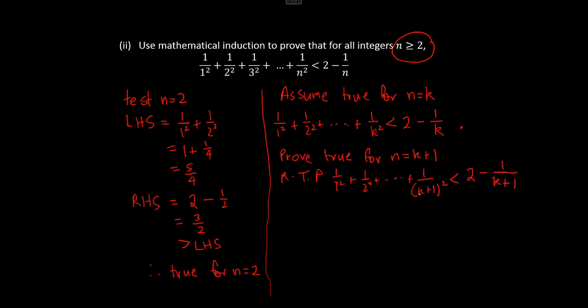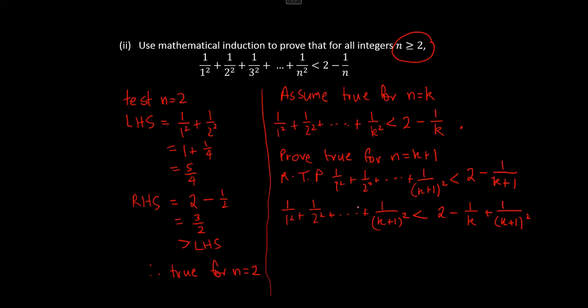Okay, now if you have a look at our assumption, well, we can start by just adding (k plus 1) squared to both sides of that. And if we do that, then we'll end up with the left-hand side that we're trying to prove. So we'll start by saying, okay, well, 1 over 1 squared plus 1 over 2 squared all the way up to 1 on (k plus 1) squared. Well, that's definitely going to be less than 2 minus 1 over k plus 1 over (k plus 1) squared.